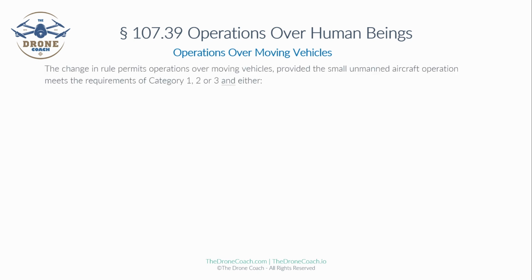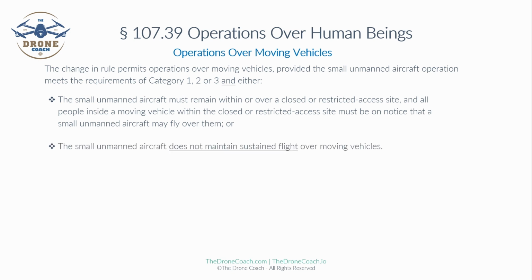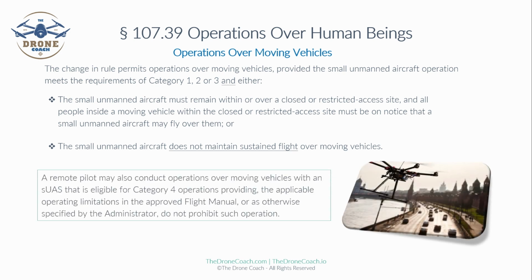Now, the change in rule permits operations over moving vehicles, provided the small unmanned aircraft operation meets the requirements of Category 1, 2, or 3, and either the small unmanned aircraft must remain within or over a closed or restricted access site, and all people inside a moving vehicle within the closed or restricted access site must be on notice that a small unmanned aircraft may fly over them, or the small unmanned aircraft does not maintain sustained flight over moving vehicles.